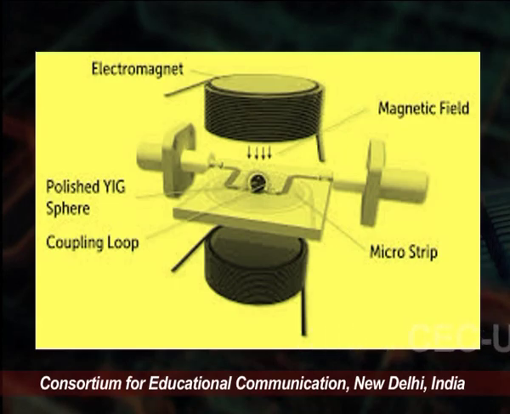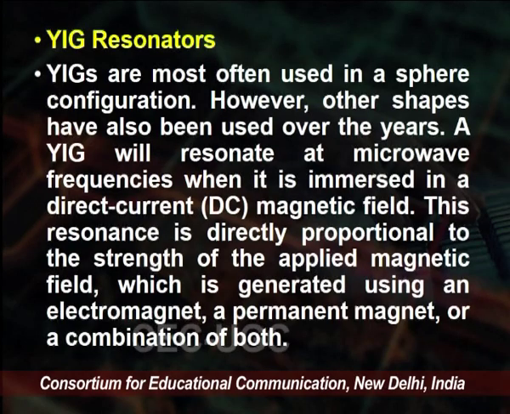You can see this is the YIG resonator. The material which we are using is yttrium iron garnet. You can see there is an electromagnet and a magnetic field is applied here. Microstrip lines are there and the coupling loop is there. So, it is a polished YIG sphere. This is one type of YIG resonator. It is mostly used in the sphere configuration. However, other shapes have also been used over the years.